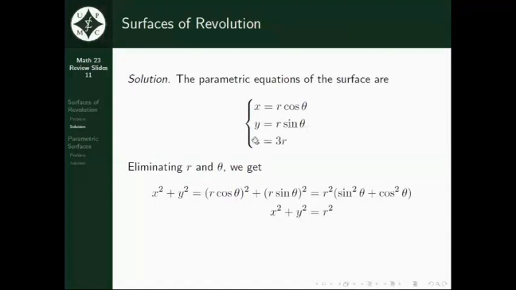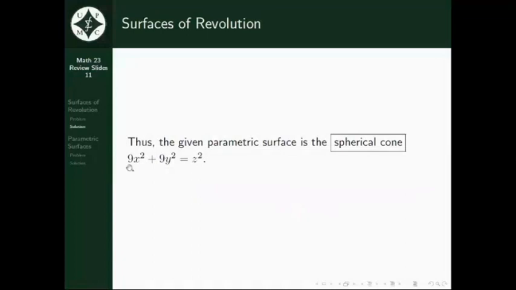Substituting the value of r from this equation, we get x squared plus y squared is equal to (z over 3) squared. Simplifying this equation, we get 9x squared plus 9y squared is equal to z squared. Thus, the given parametric surface is a spherical cone.